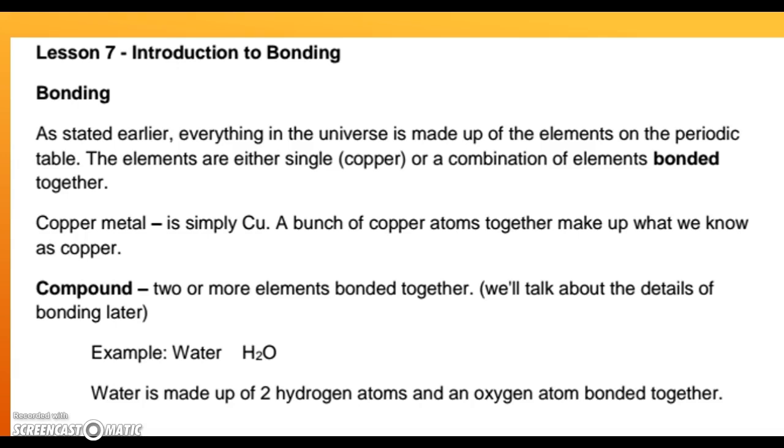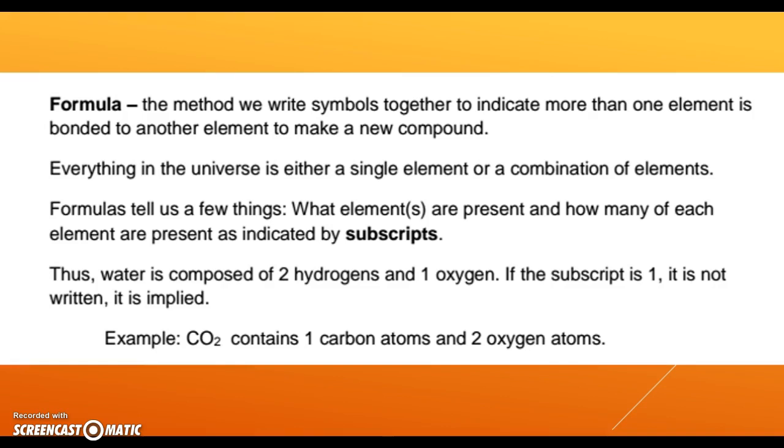One thing to note here, copper metal, if you think about that, it's Cu on the periodic table, but there's a bunch of copper atoms that come together to make up what we know as copper. Compounds are two or more elements bonded together. These we have mentioned before in class, but an example here would be water, which is H2O. Water is made up of two hydrogen atoms and an oxygen atom that's bonded together. This should be nothing new. You've been identifying these in class.